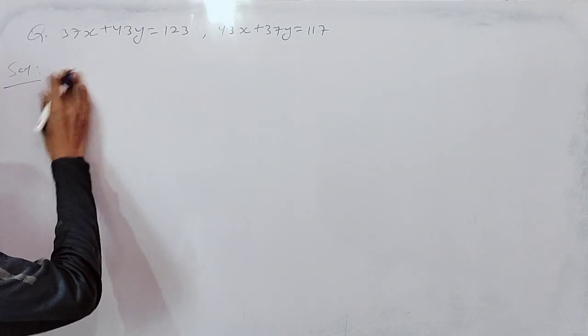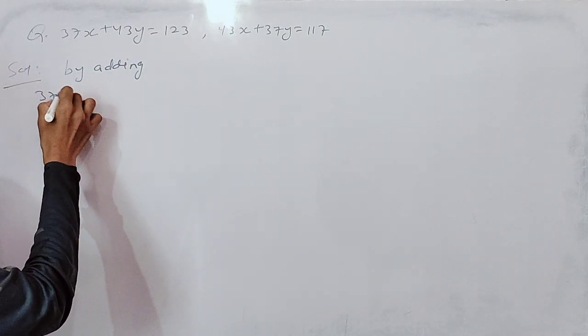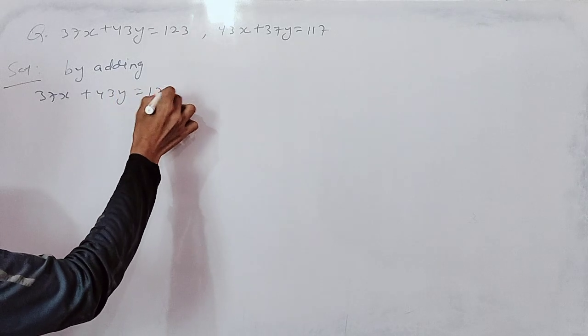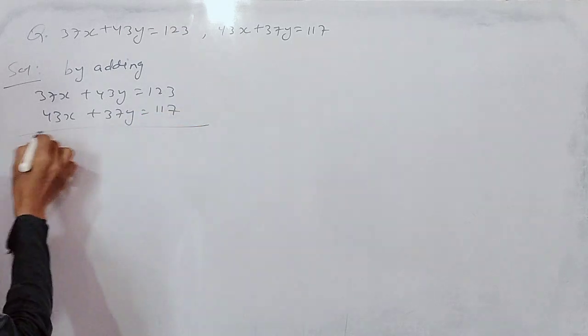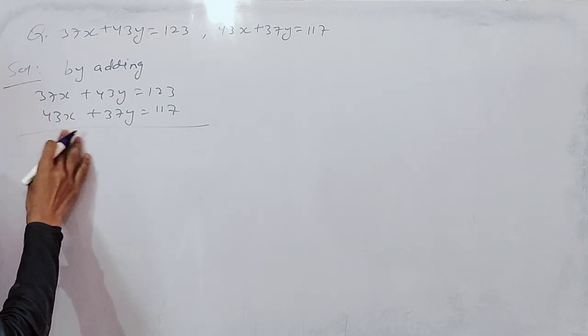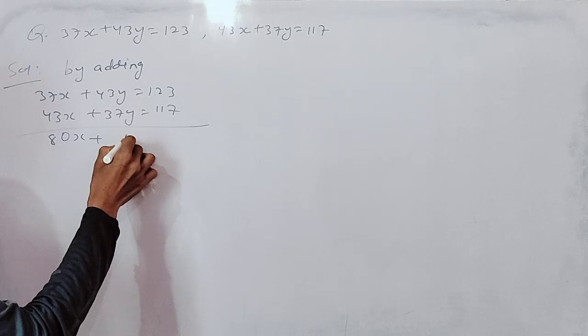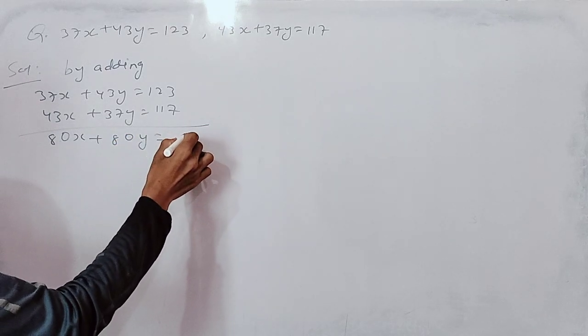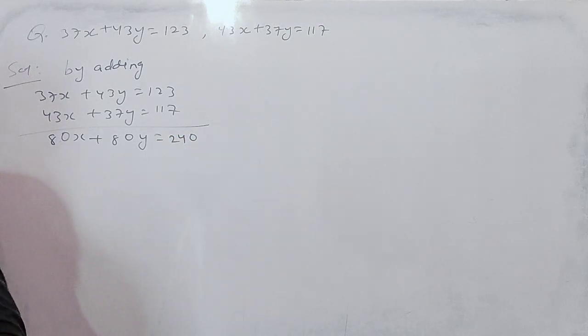In the other method, subtract both equations. For example, by adding 37x plus 43y is equal to 123 and 43x plus 37y is equal to 170. By adding, okay, 80x plus 80y is equal to 293. Here we can take 80 common.